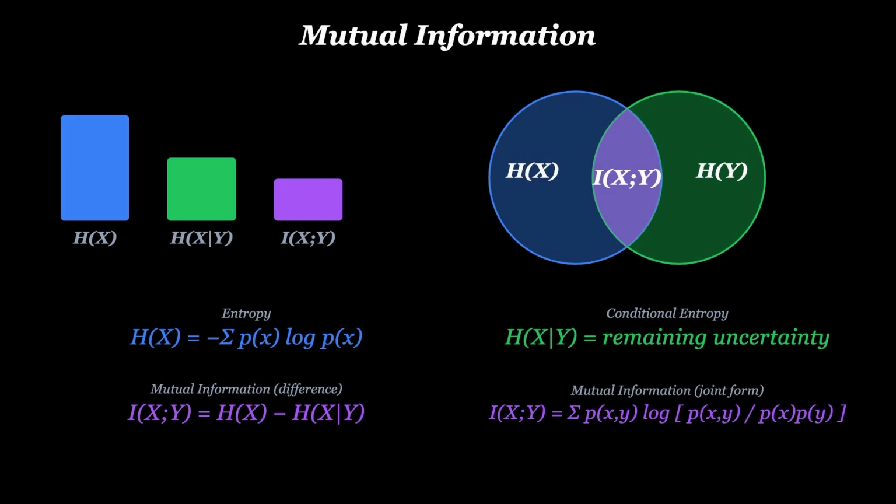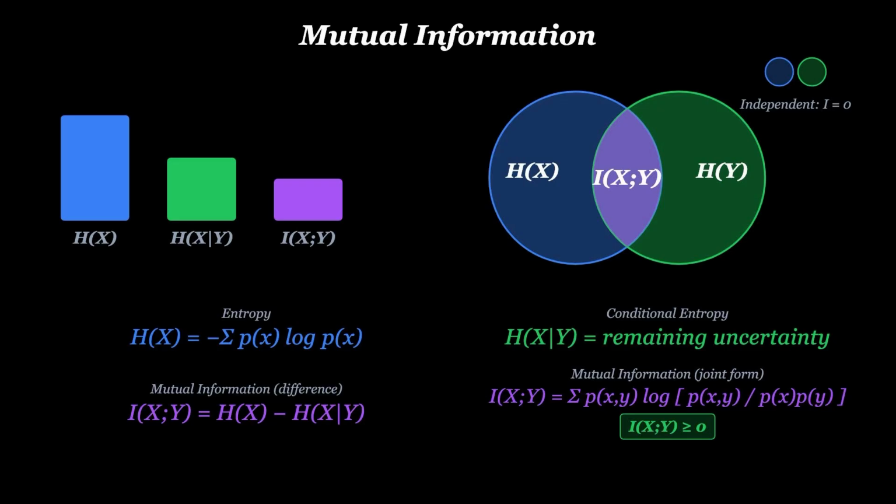What does this mean? It compares two probability distributions. The joint distribution describes how the variables actually occur together. The product of marginals represents what the distribution would be if they were independent. The log ratio measures how far reality deviates from independence. If the variables are truly independent, the joint equals the product, the log becomes zero, and mutual information is zero. If knowing one variable substantially changes the probability of the other, the log becomes large, and mutual information increases. Mutual information is always non-negative, reaching zero only under complete independence.